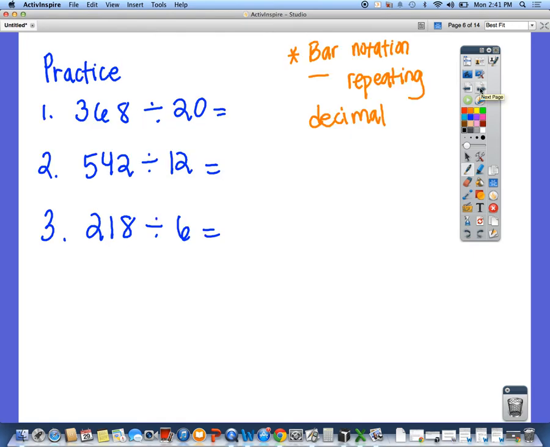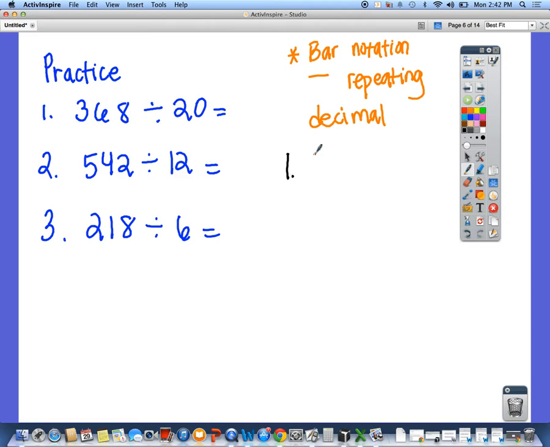All right. Here are your practice problems. Remember, this is what I want you guys to remember: when you get to the point that you would be putting a remainder, you have to add a decimal and annex a 0. So let's do this first one together here.